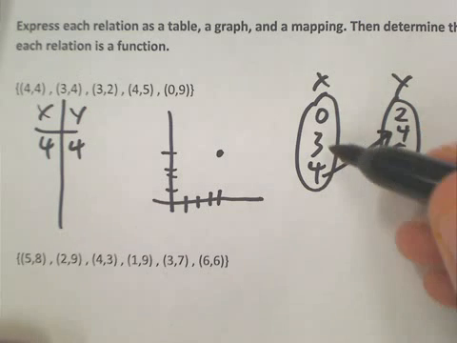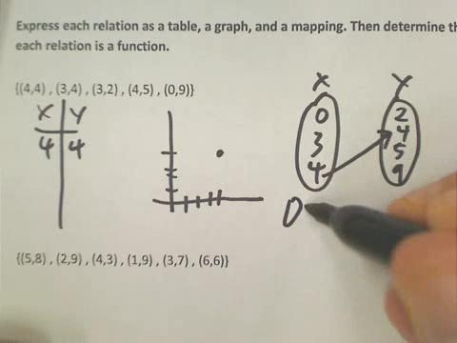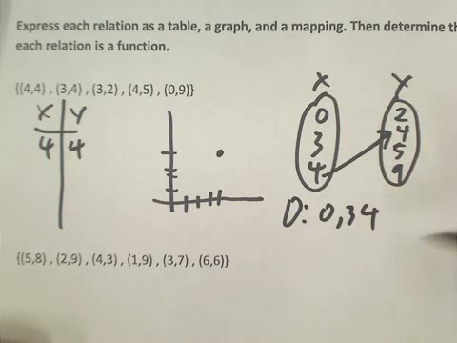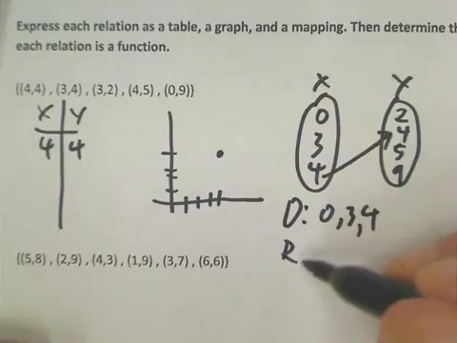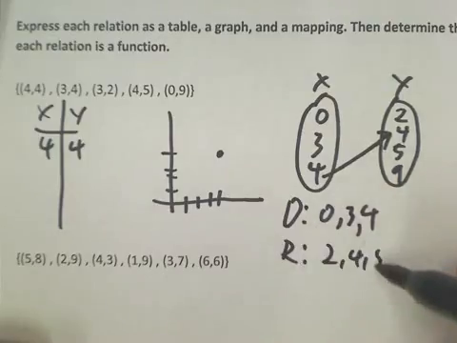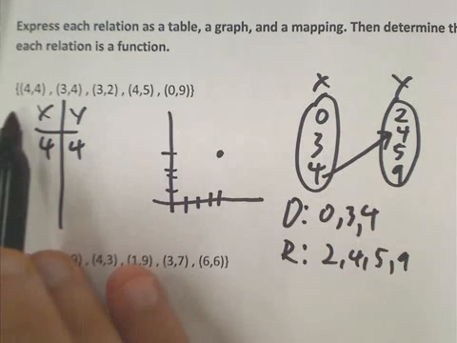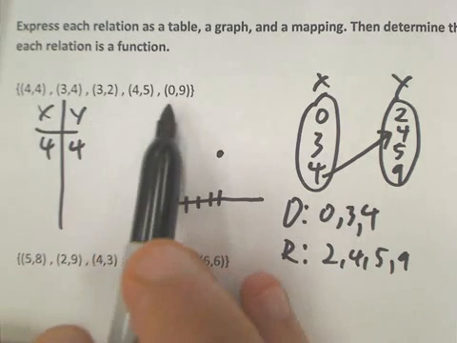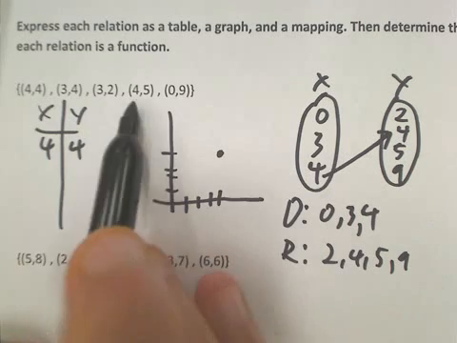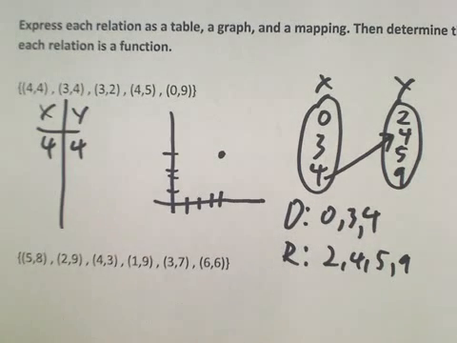The domain is what's in this circle here. So the domain is 0, 3, 4. And here's the range over here, 2, 4, 5, 9. And then is it a function? Well, I guess I can just look here at your list of points. Are there any x's that repeat? Yeah, there are x's that repeat. You have the 4 and the 4, so that is not a function. So I've given you a good start on that one. You'll be able to finish it.